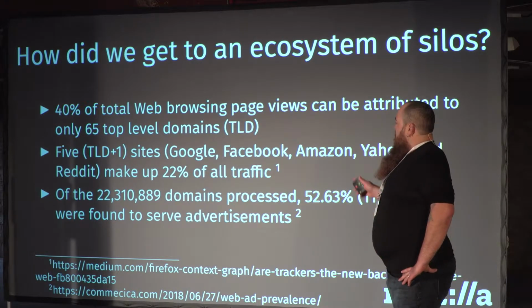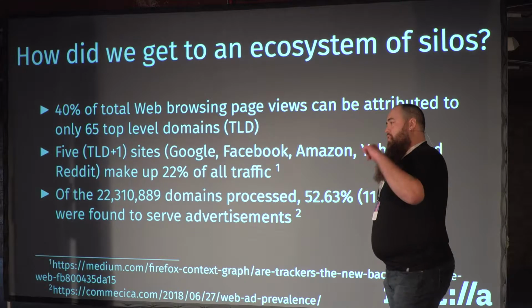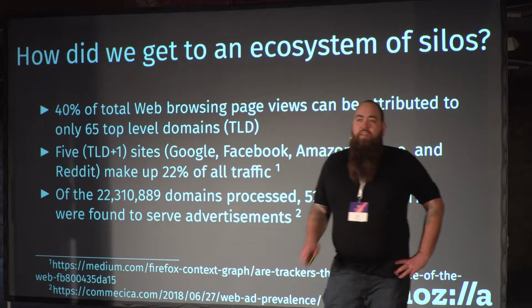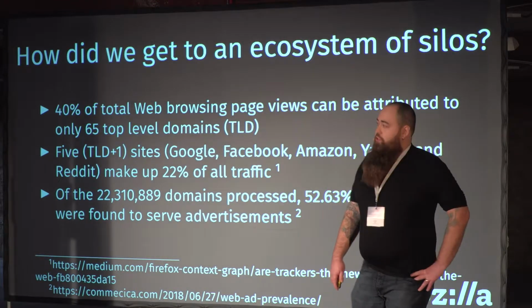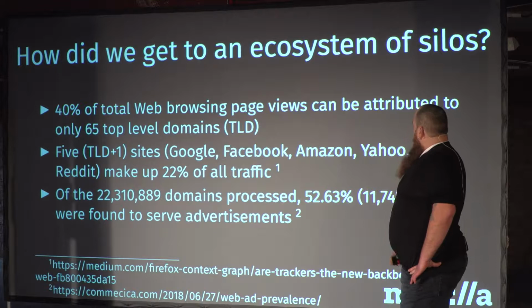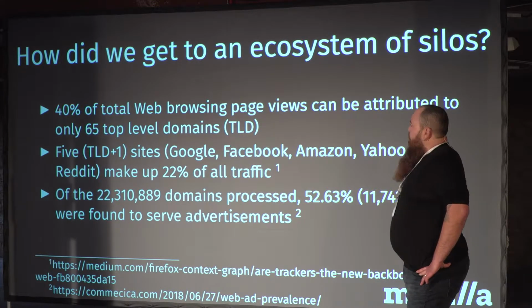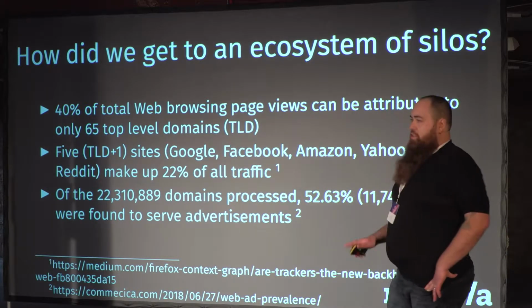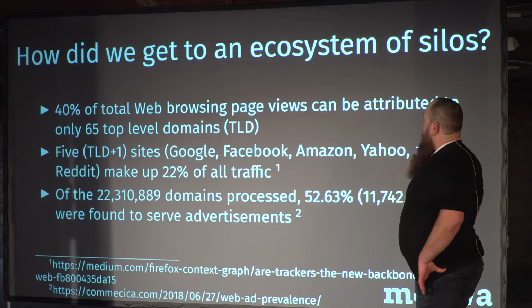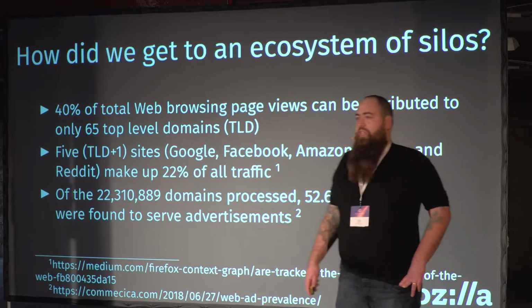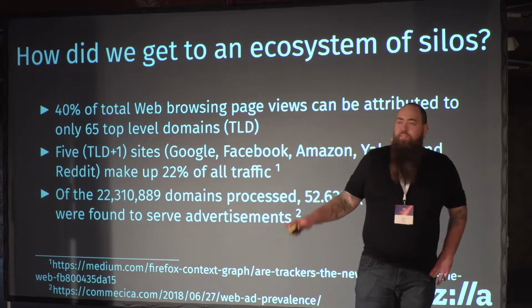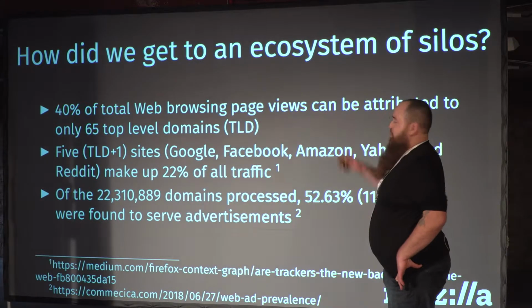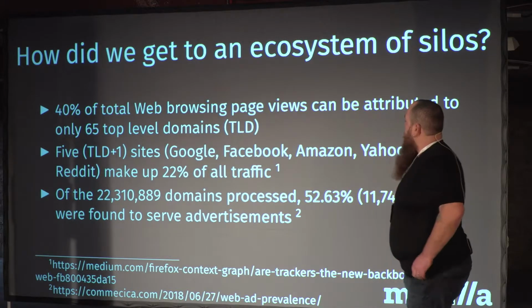So we did a small study with an opt-in group of participants. I'll talk a little bit more about that later. And we found some startling discoveries about the diversity of web browsing traffic at that time in 2017. So in the study that we were able to carry out, 40% of the total web browsing traffic that was observed in the study, and this is quite a large sample, could be attributed to only the 65 top-level domains. Remember, this is at a time where there's like 400 million pages to choose from, and 40% of the traffic is just going to these 65 big players.